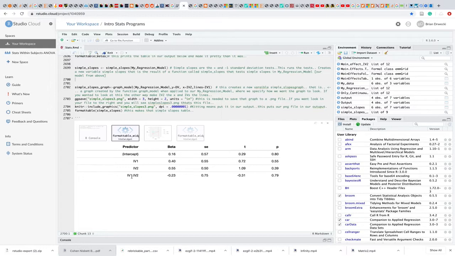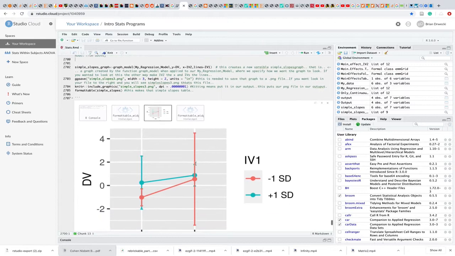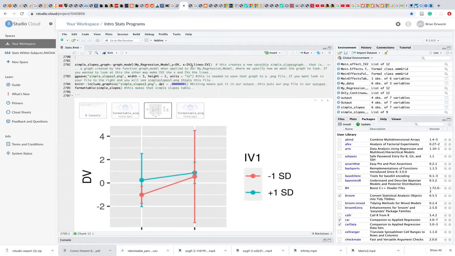It's just multiple regression, and all our predictors are continuous. So then what we have here is our interaction graph, and I want to show you something. Like I've said, there's 2 ways to break an interaction. And if you notice, I just changed the order of independent variable 1 and independent variable 2.